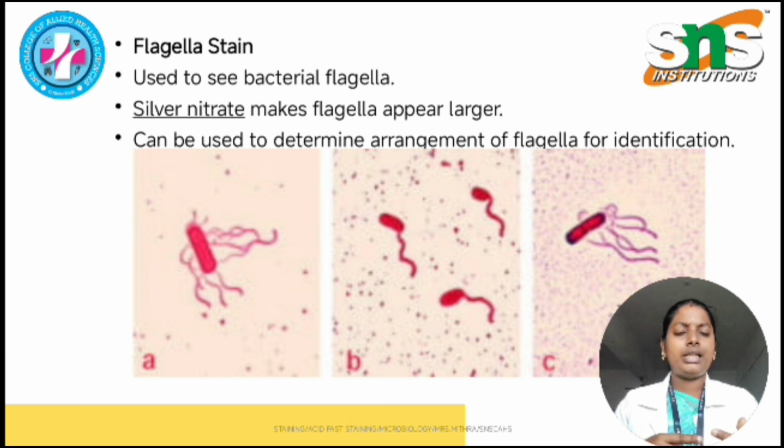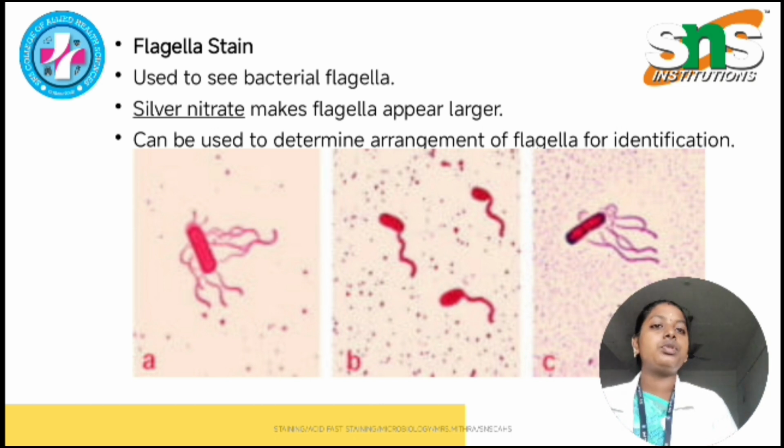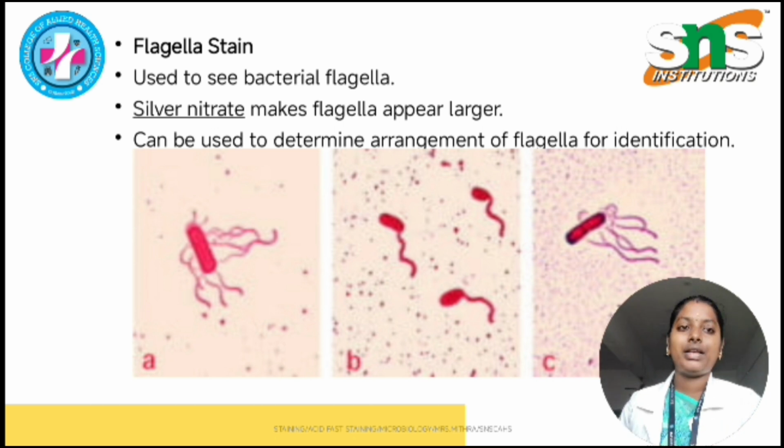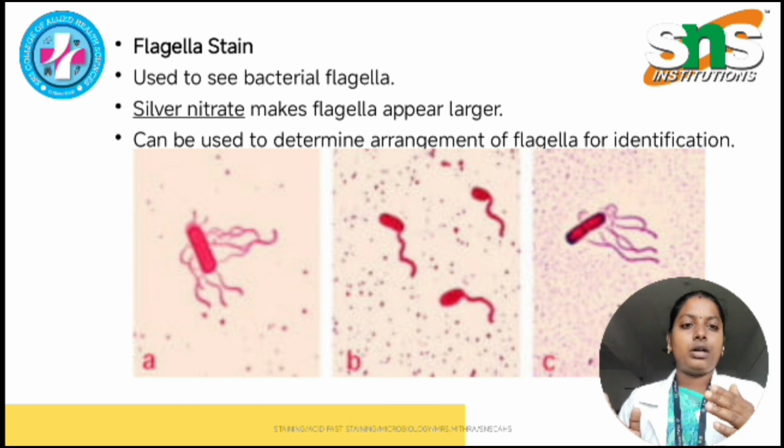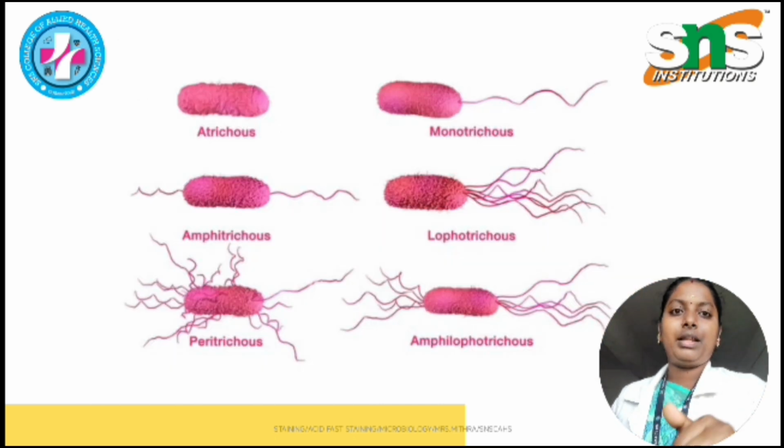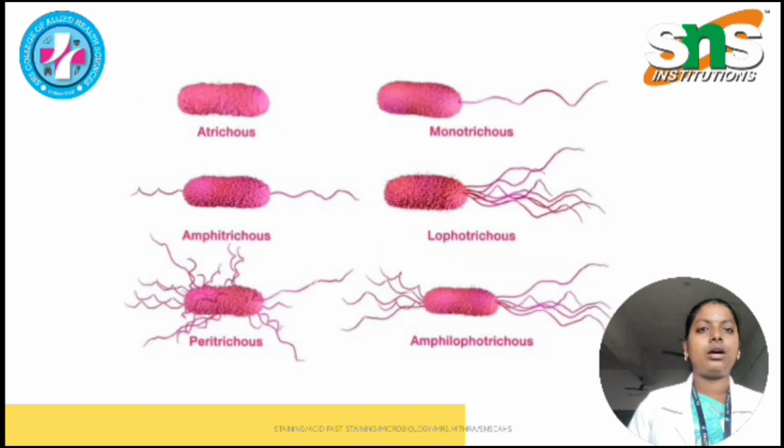In this flagella stain, we need to add silver nitrate, and silver nitrate makes the flagella appear larger than they actually are, and it can be used to determine the arrangement of flagella for identification. Coming to the arrangement, flagella are of different types in the bacterial cell wall. You could see the microscopic images of A, B, C. They vary from one another. These are the flagella types you could see.